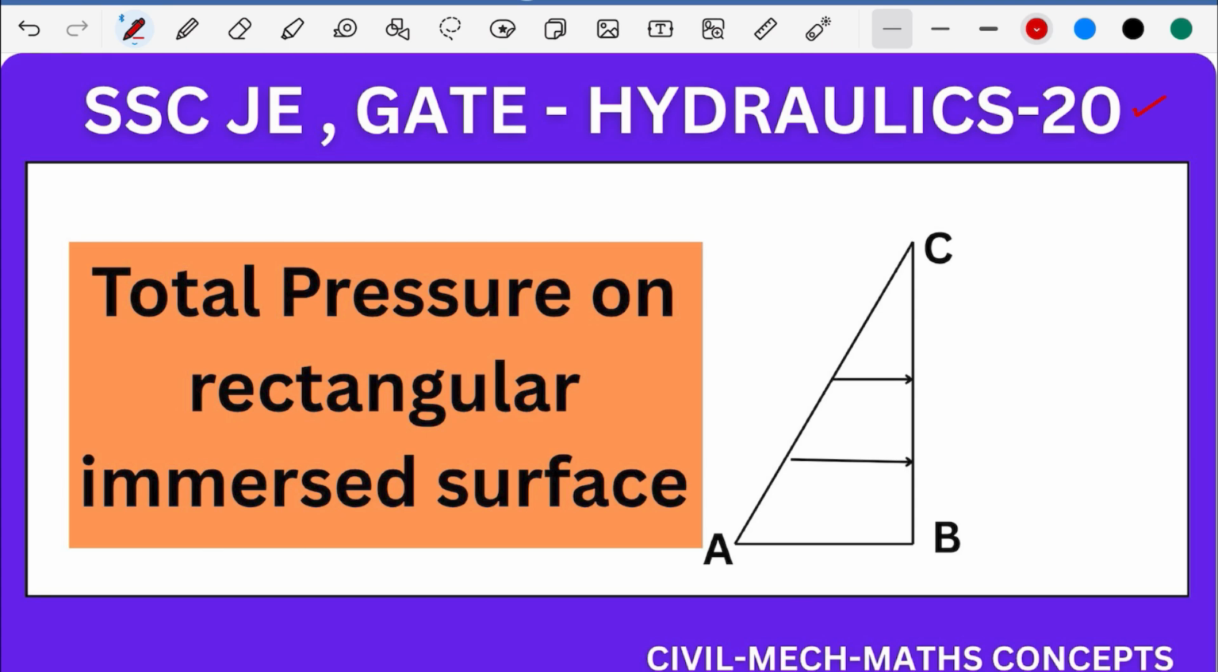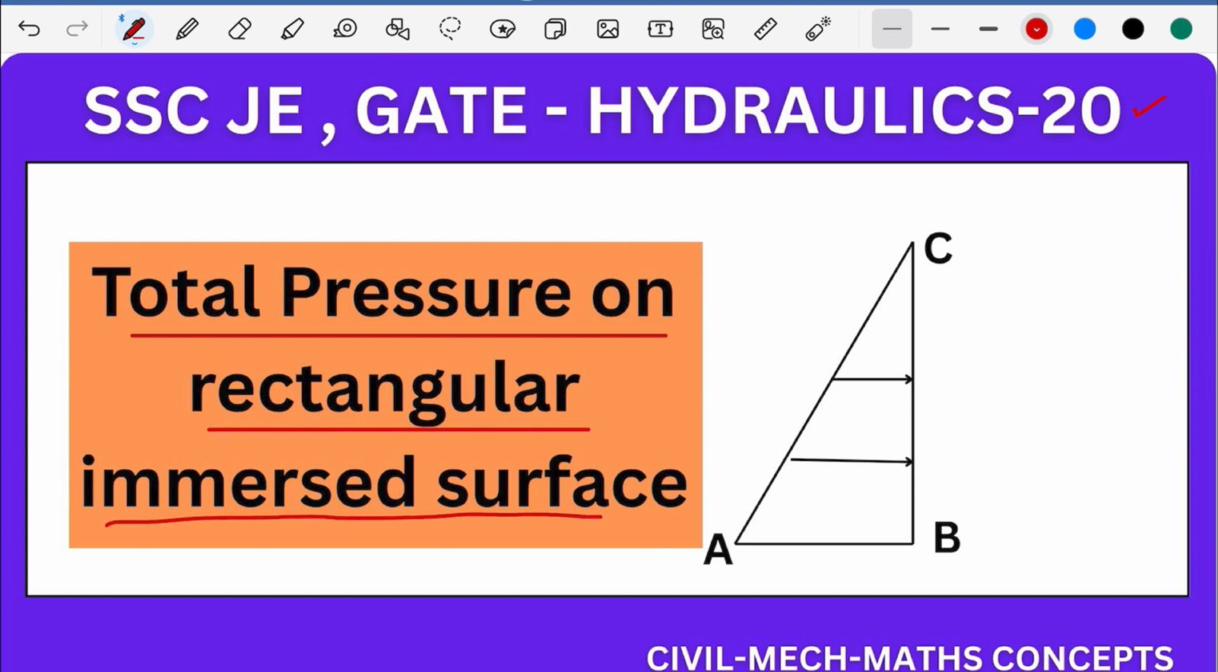Today we will be taking up calculating the total pressure on a rectangular immersed surface. This particular example is a very good example and will be useful in gates, in dams, and in the design of many hydrostatic structures.